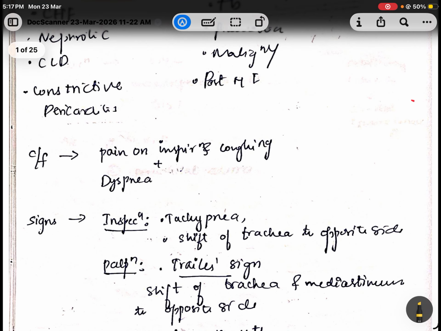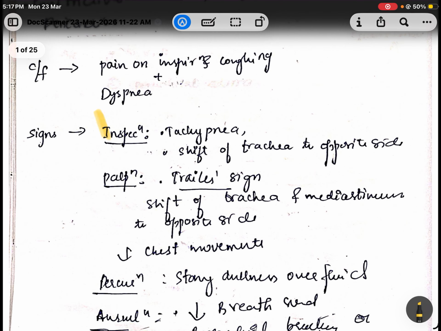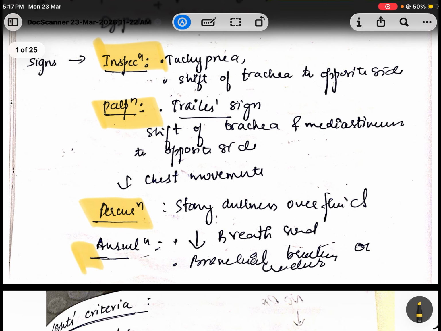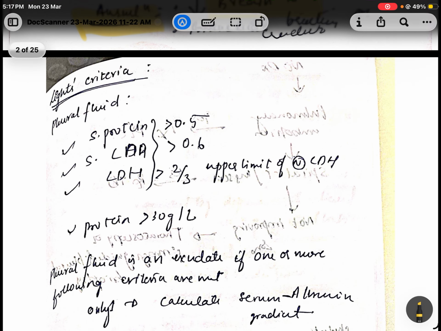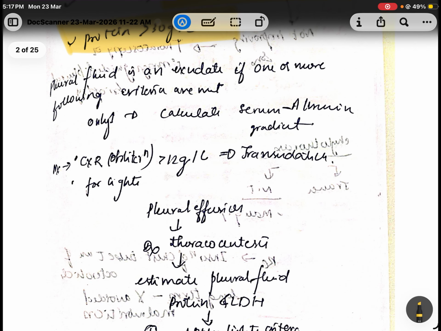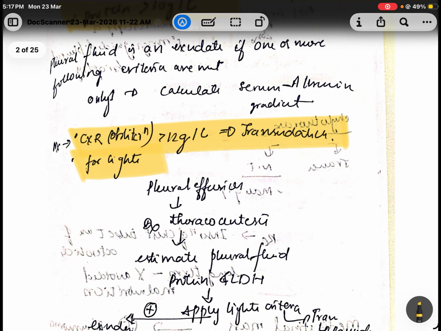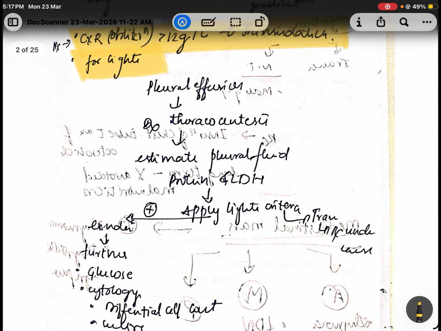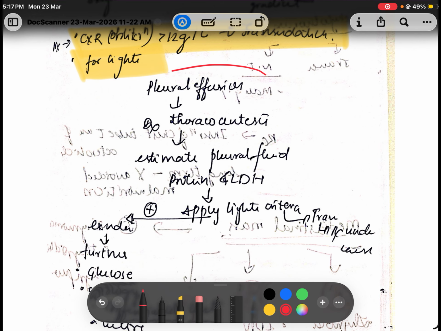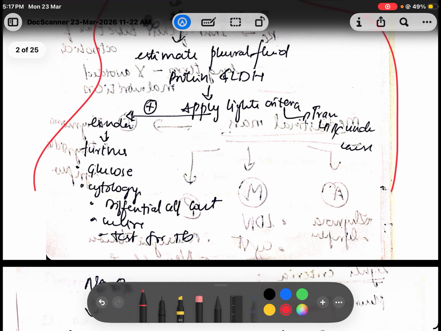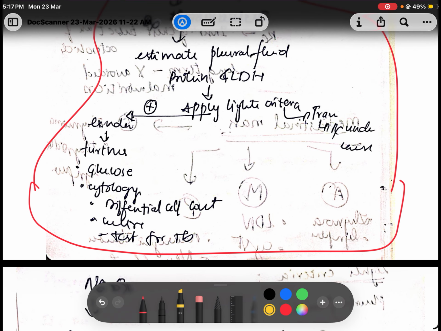Again, the major clinical features and signs go with the same things: inspection, palpation, percussion, and auscultation. Highlight the important things so that you're presenting the same thing which they expect you to know. And again, Light's criteria, the ins and outs of it, are important. When do you say it's exudative or transudative is something you need to know. Then, what are the important things you need to mention about the management is something they expect you to know. And this is one of the flow charts which they have given on how to go about the case of pleural effusion, based on whether it's transudative or exudative.